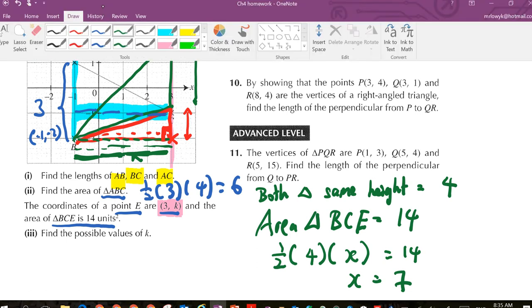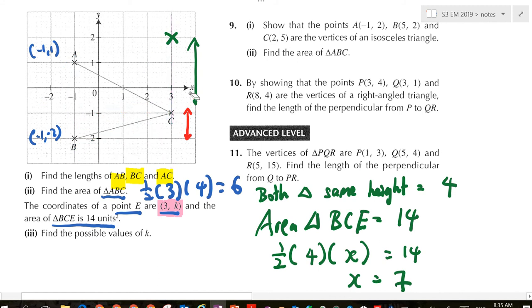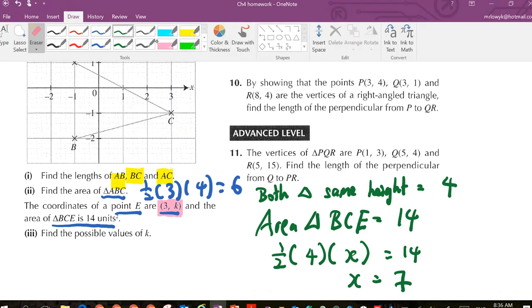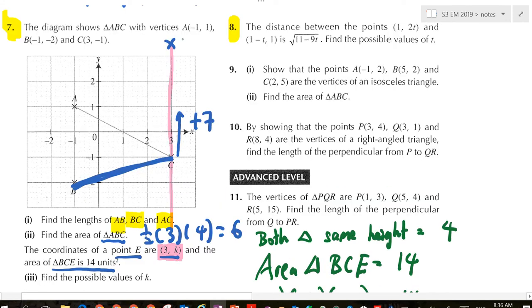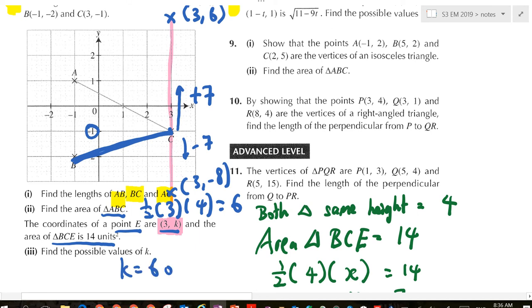So let's erase everything again so that it's neater. Now what it means is that on this magic line, C is confirmed one of the points I want. What I don't know is E. But I know from C to E is 7 units. So what does it mean? I can either plus 7 here. So what is the point? (3, minus 1). If I plus 7, 6. If I minus 7, this will be (3, negative 8). So the possible value of k is 6 or negative 8.